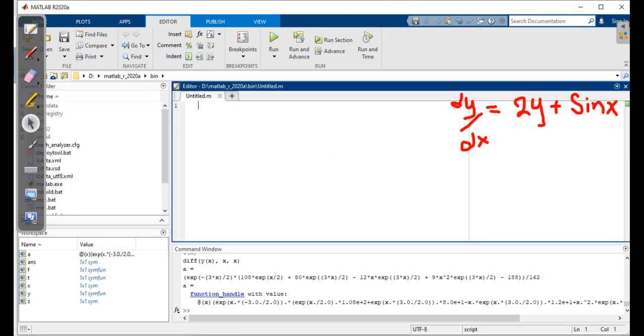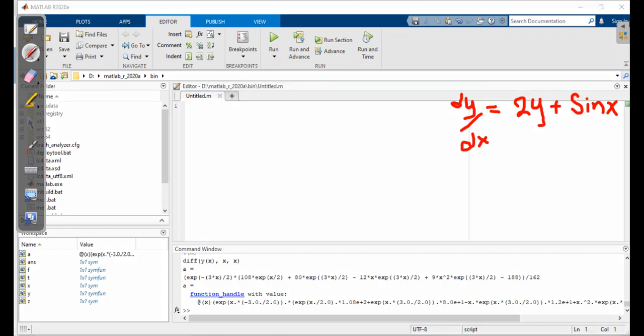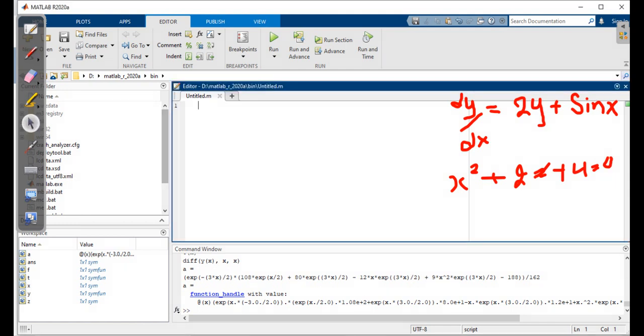Here is a differential equation. So first, ignore it. First of all, I would like to teach you how to solve this equation in MATLAB: x square plus 2x plus 4. We are going to solve this, so stay tuned. How to solve this? First of all, we will use the syms function and declare variable x.